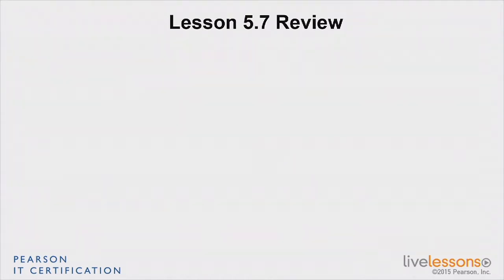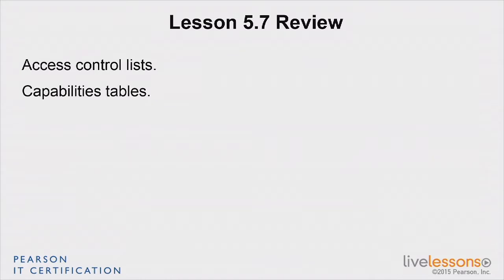So let's do a Lesson 5.7 review. We started with talking about access control matrices, and we talked about access control lists. Access control lists are when the permissions are bound to the object. We then looked at capabilities tables, and that's when permissions are bound to the subject. We looked at rule-based, which are conditional if-then statements. We don't modify those, and they are not based on who the subject is. It's really based on do you match the conditions of the rule or not.